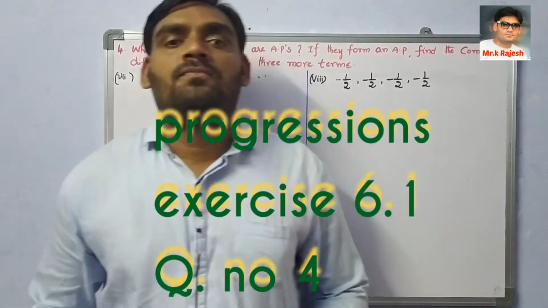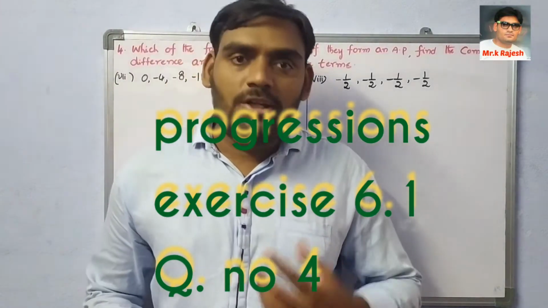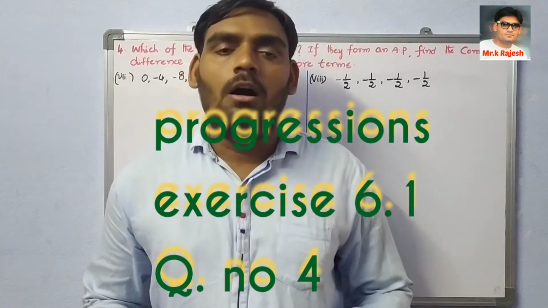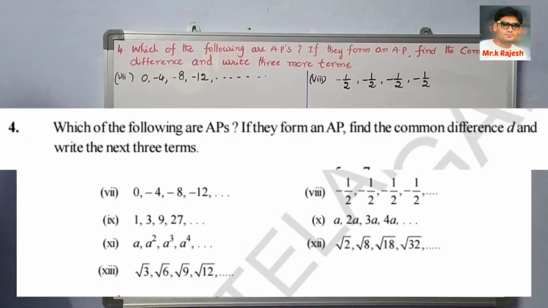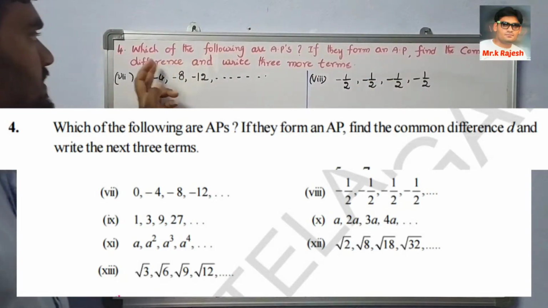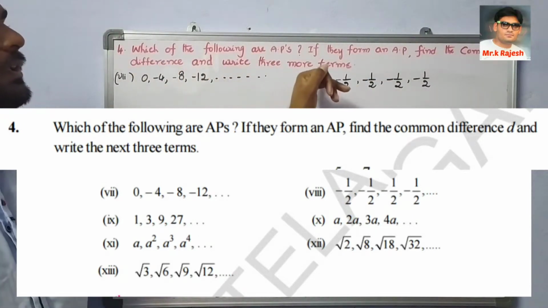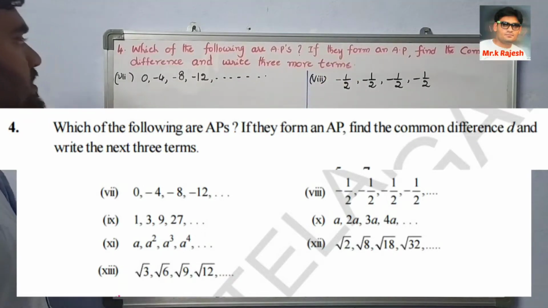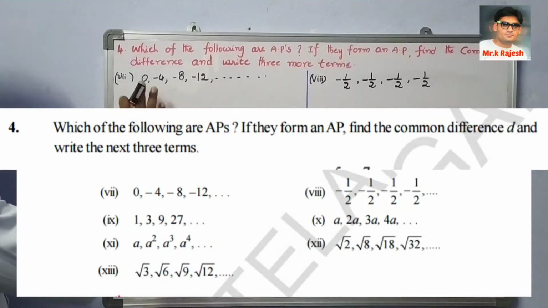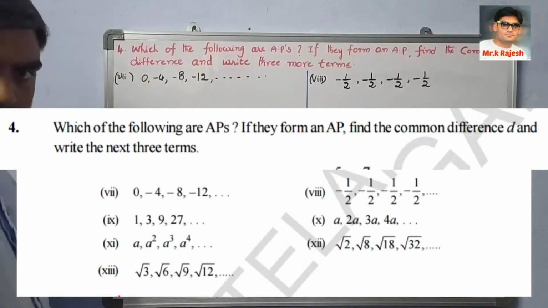Hi, this is Rajesh. Now we are going to do the remaining problems in the fourth question of exercise 6.1. In the seventh problem, the list 0, minus 4, minus 8, minus 12 forms an AP, and we need to find the common difference. After that, three more terms also we need to write. So first of all, we need to find the common difference for the given list of numbers.